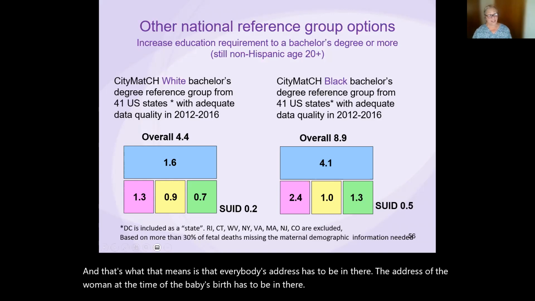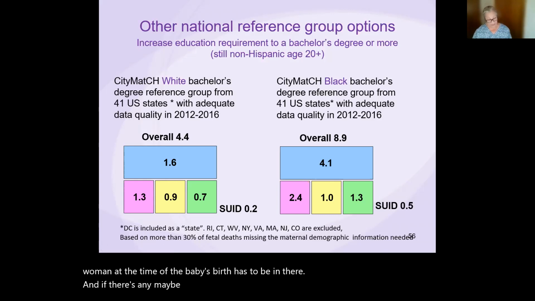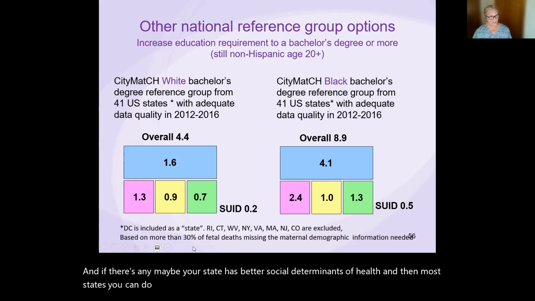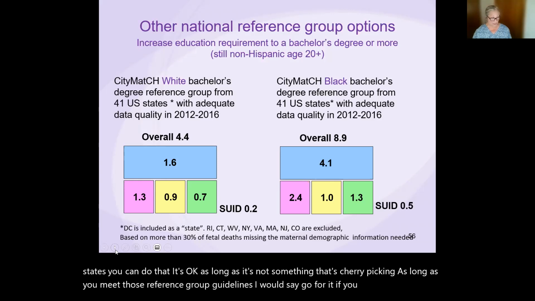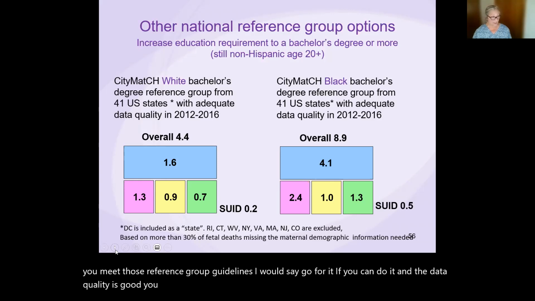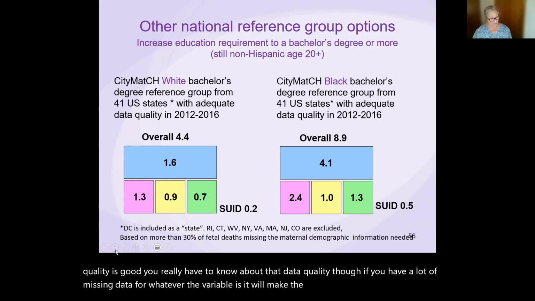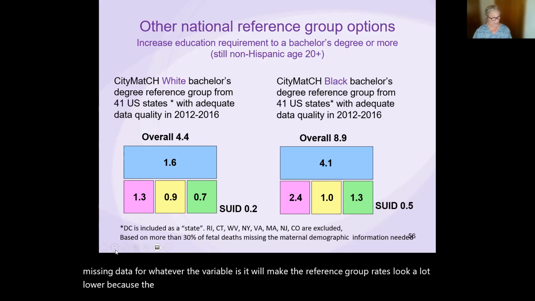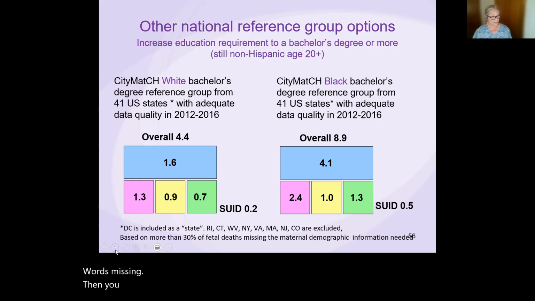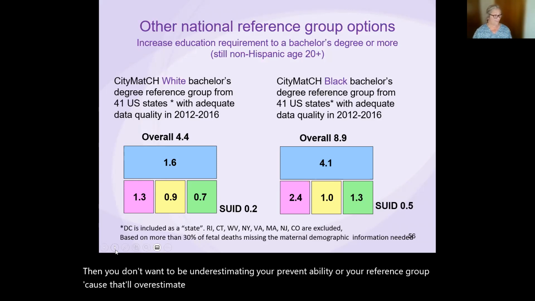Maybe your state has better social determinants of health than most states, and you can do that. It's okay, as long as it's not cherry picking, as long as you meet those reference group guidelines, I would say go for it, if you can do it and the data quality is good. You really have to know about that data quality. If you have a lot of missing data for whatever the variable is, it will make the reference group rates look a lot lower, because the deaths are always where it's missing. And you don't want to be underestimating your reference group rates, because that will overestimate your preventability.